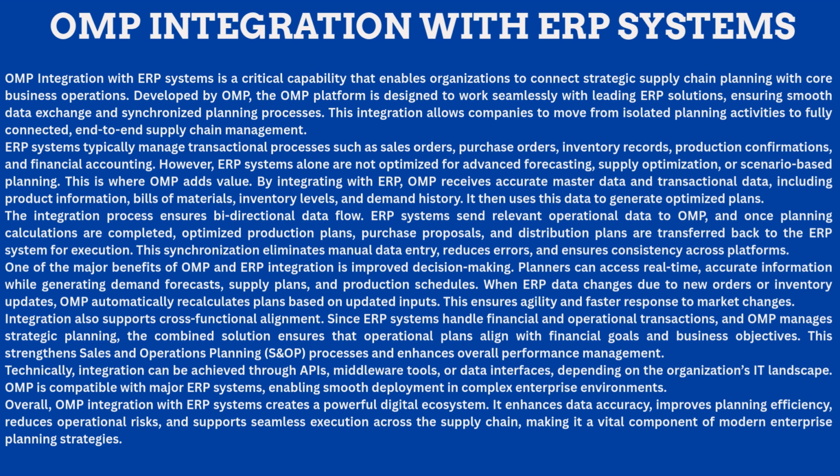The integration process ensures bidirectional data flow. ERP systems send relevant operational data to OMP, and once planning calculations are completed, optimized production plans, purchase proposals, and distribution plans are transferred back to the ERP system for execution. This synchronization eliminates manual data entry, reduces errors, and ensures consistency across platforms.